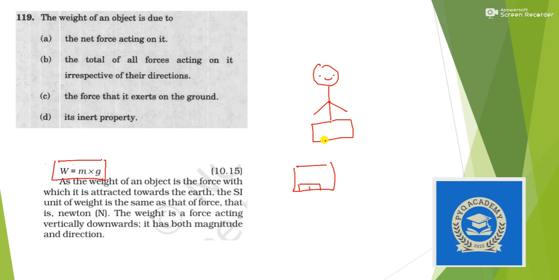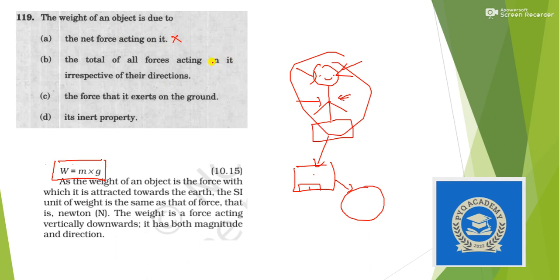So we are exerting pressure on this weighing machine, and this weighing machine is exerting pressure on the earth. So there is no relation with any external force or net force acting on this body. The total of all forces acting on it irrespective of direction is also not required. The force that it exerts on the ground, yes, how much force this person exerts on the ground will count as weight. So it is option C.